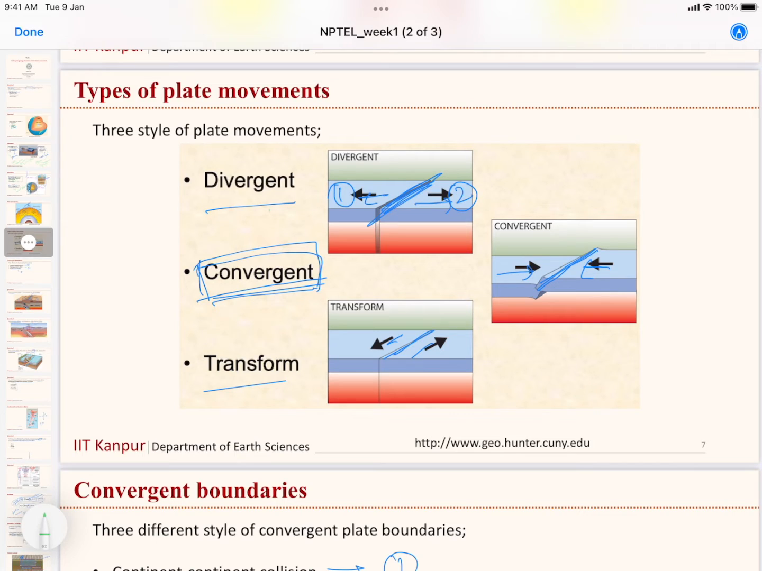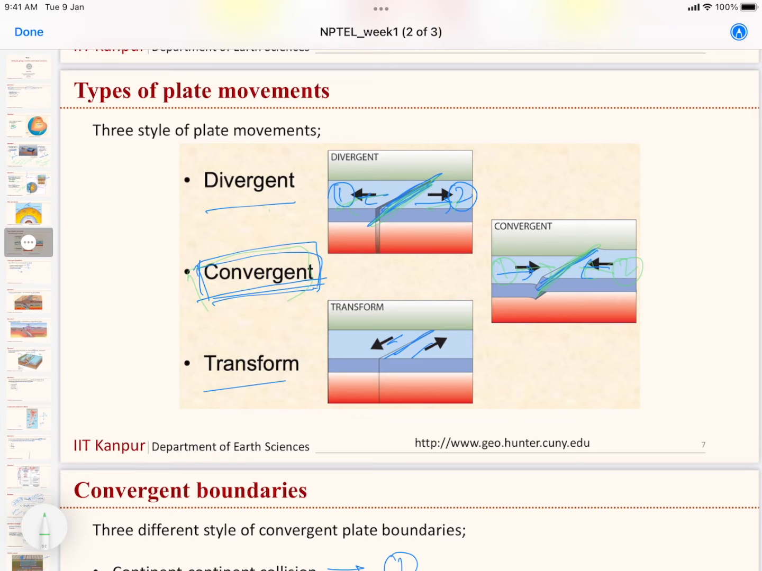First is the divergent, where these two plates, plate 1 and plate 2, and here is the boundary of these two plates, they are moving away from each other. So that's why we say this motion is divergent in nature. Now another kind of movement is the convergent movement. As its name suggests, here the two plates are converging. This is plate 1, this is plate 2, and here is the motion direction, and this is the boundary. So they are converging.